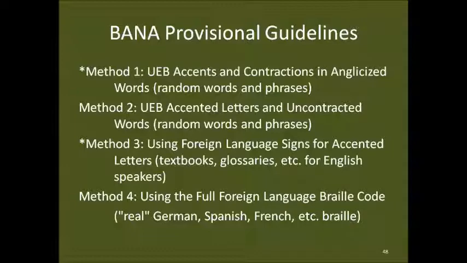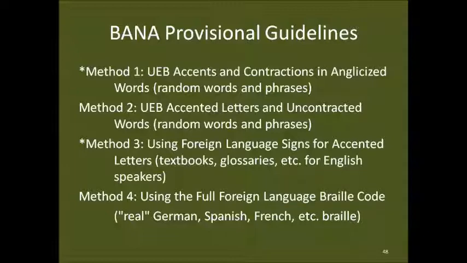In that document, BANA has 4 different methods for portraying the modified letters. So the first method is using those UEB accents, the modifiers that we just talked about, and going ahead and using contractions as we can, as long as the rules allow, in anglicized words. So those would be words in usually regular type. Just because something has an accented mark on it doesn't necessarily mean that it's foreign language, like resume.